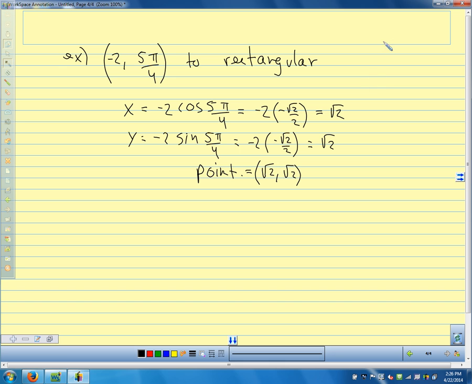And if I were to plot this in polar coordinates, 5 pi over 4 is this angle here. So there's 5 pi over 4. And this is saying we're going in the opposite direction. So we're going 2 units in this direction. So that would be the point 2, negative 2, 5 pi over 4. And in rectangular coordinates, that's the point square root of 2, square root of 2.